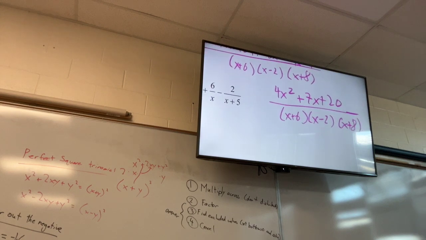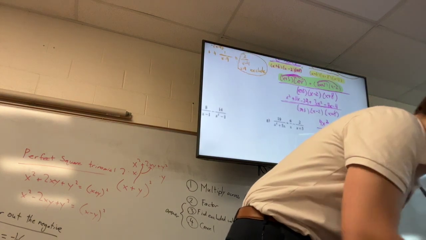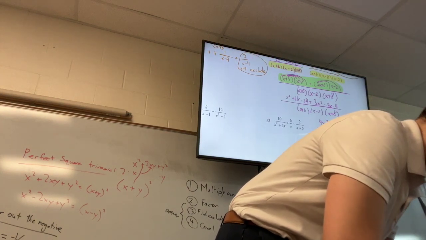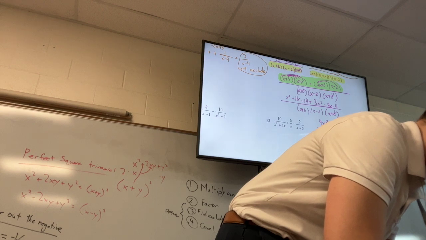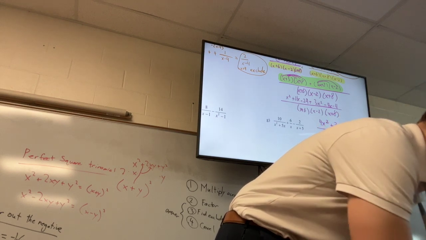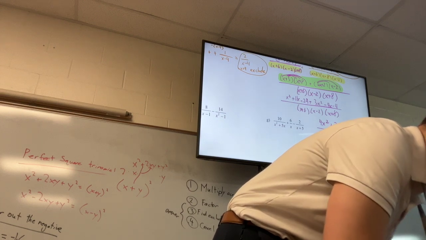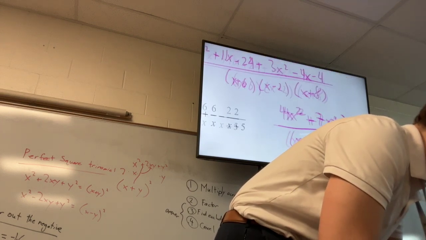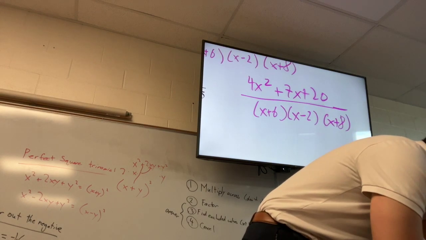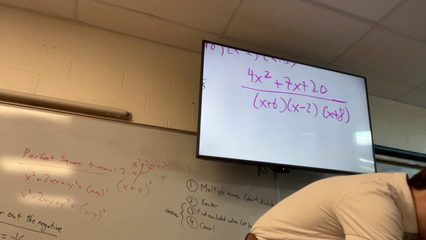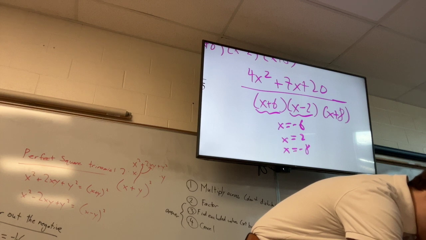Let's see if we can factor the top. Can we factor the top? I don't think we can factor the top, so we're done. So this is almost simplified. What are my excluded values? Good job. Excluded.